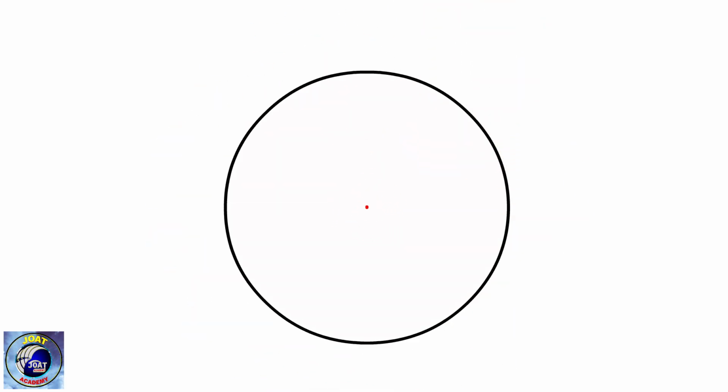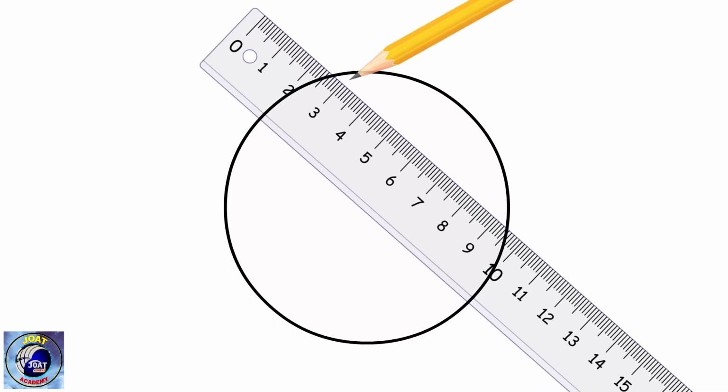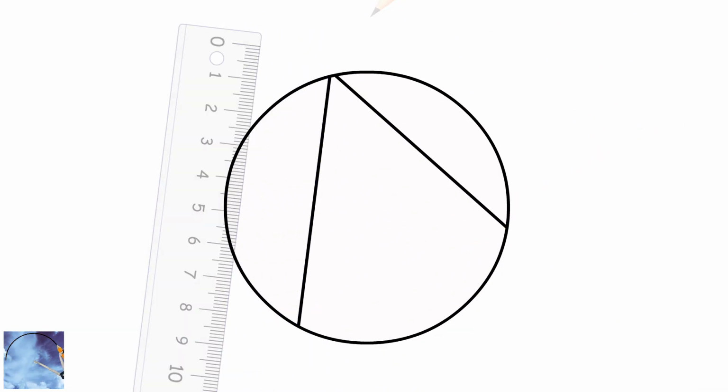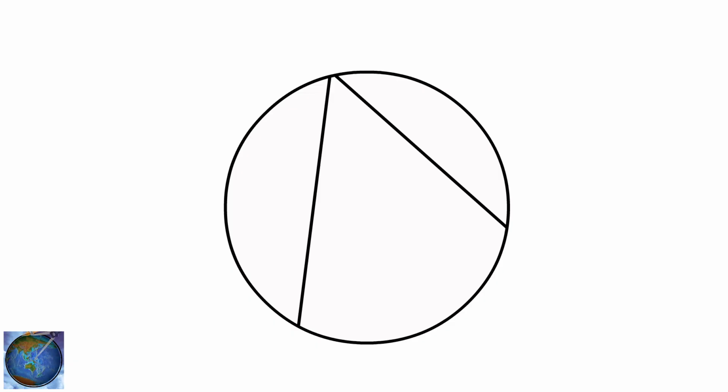Next, draw any two straight lines across the circle. Each line must touch the circle at 2 points. These lines are called chords.